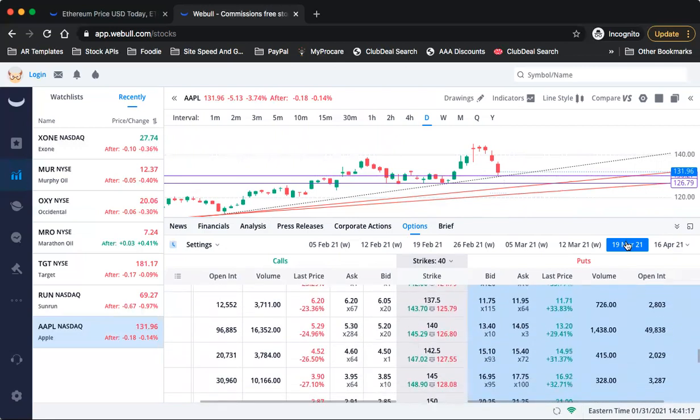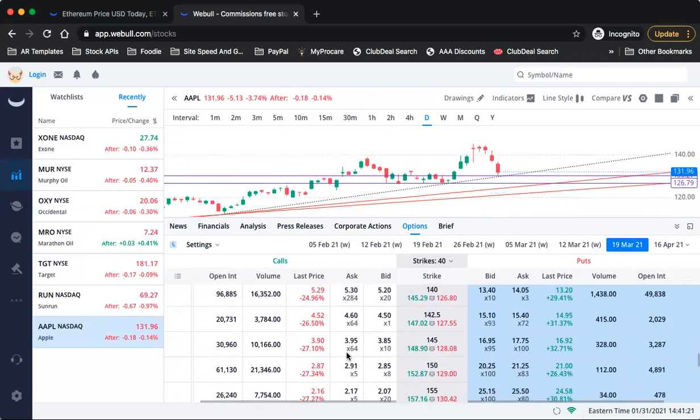Basically, I'm looking at March 19 now, so I give myself enough room for Apple to grow. When I look at the 145, it's about 395. But look at the open interest in that one. I see another open interest. It's crazy high here, about 96,000, but it's expensive for me anyway. I'm not willing to spend 530 on an option on Apple.